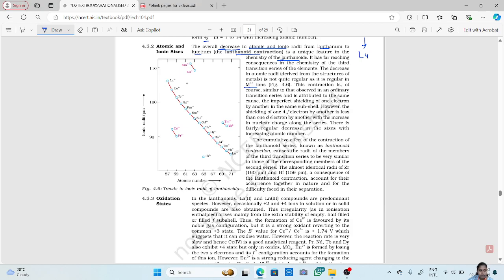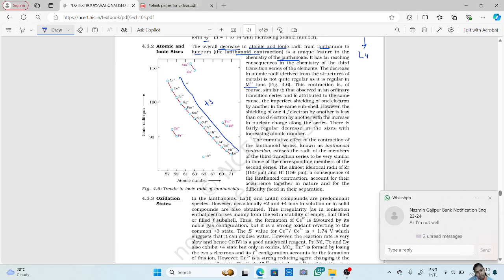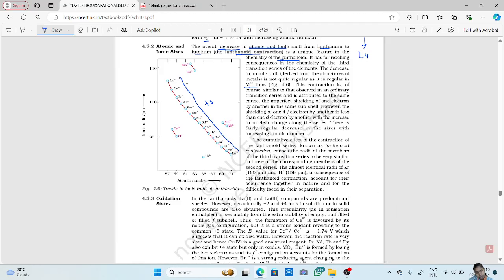The decrease in atomic radii when the molecules have plus 3 oxidation state: here all these molecules have plus 3 oxidation states, so their atomic and ionic radii decrease regularly. But when you have something like this, these are the molecules which show an oxidation state other than plus 3.